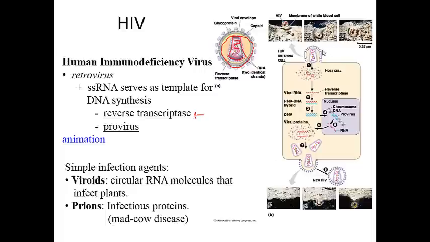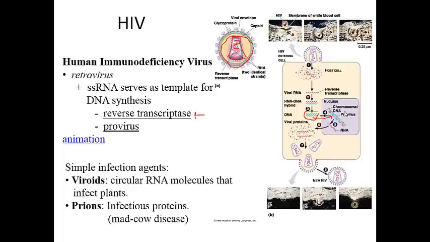The HIV virus enters the host cell through endocytosis. Once the viral RNA has entered the host cell, reverse transcriptase is going to reverse transcribe the viral RNA into DNA. Once that DNA has been created, it's going to enter the host cell's genome and become what we call a provirus. A provirus is the same thing as a prophage, except that prophages are found in bacteria, whereas proviruses are found in eukaryotic cells.